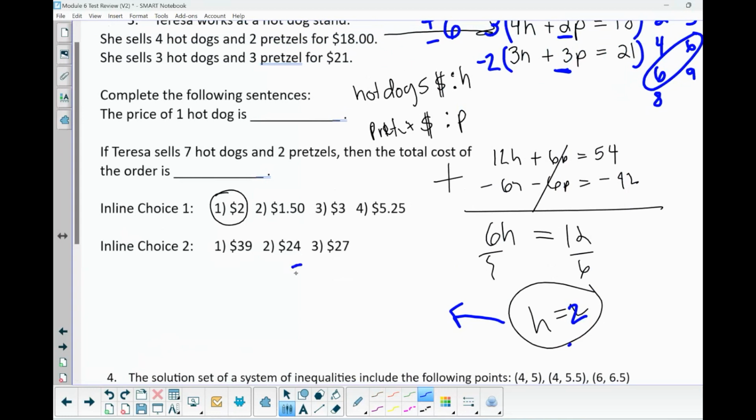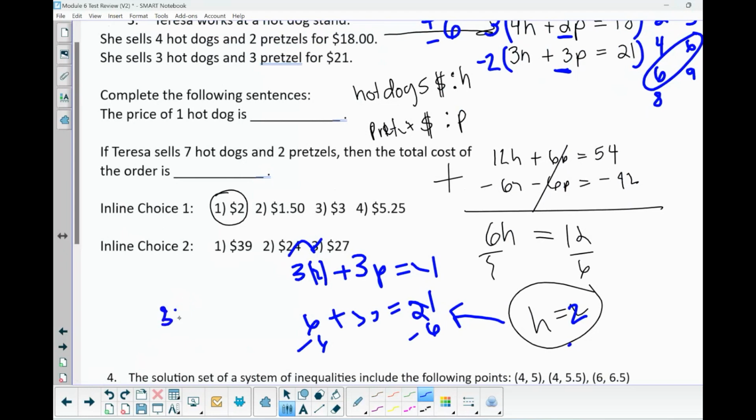So it says 3H plus 3P equals 21. And instead of H, I'm going to put a 2 here because each hot dog is $2. 3 times 2 is 6 plus 3P equals 21. Minus 6 on both sides. I get 3P equals 15. Divide by 3. That means each pretzel is going to be $5.